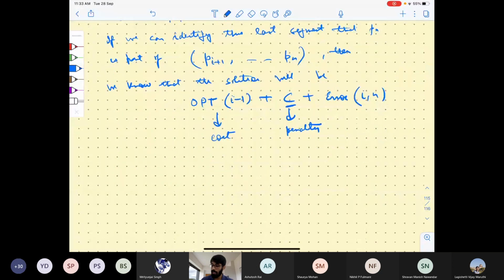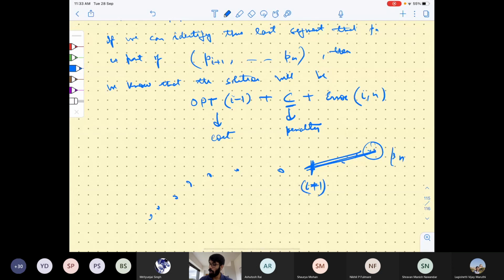Okay, and so what does this say? You have any data, whatever you have. Look at this last guy, this Pn. And suppose you know that this is the interval from i plus 1 to n that contains the point Pn. So this is going to be one segment. Now you find the optimum solution of the previous segments, whatever that is. So you find the opt of that, plus you add one penalty for this segment, plus C, and then whatever the error is of this guy.